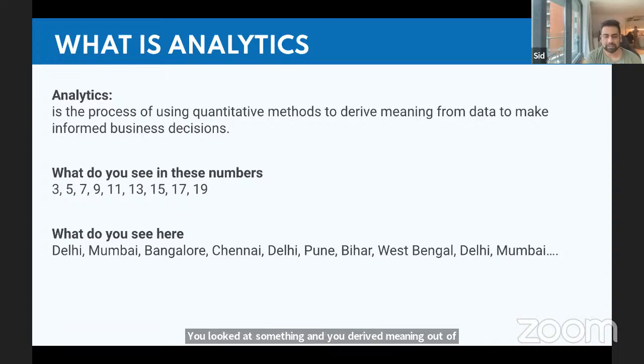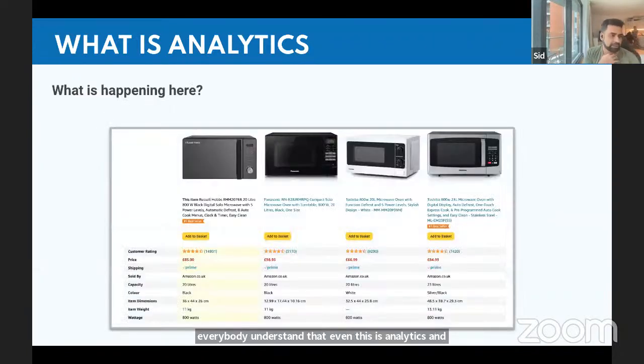Obviously, it can get complicated, but just to help everybody understand that even this is analytics: you look at something and you derive meaning out of it. So now what I'll share is something real world that happened very recently. I was recently ordering a microwave for myself, and this is one of the screens that I looked at, and I started comparing because my high level criteria are kind of defined. I needed something between 80 to 90, maybe 100 pounds. Whenever I buy from Amazon, I usually try to buy things which are at least 4.2 or higher rated. They need to have a high number of reviews, etc.